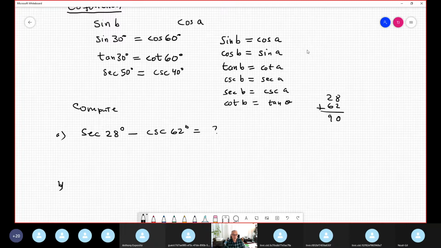Therefore, si you copy that, secant 28 minus, entonces, what is the cofunction de cosecant? Es secant, pero secant de complementary angle, que es 28. Wow, it's the same, right? It's 0, the answer. Make sense?